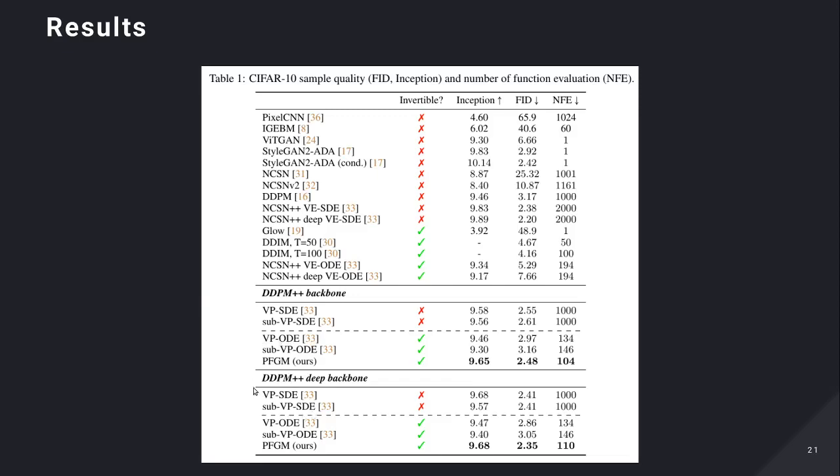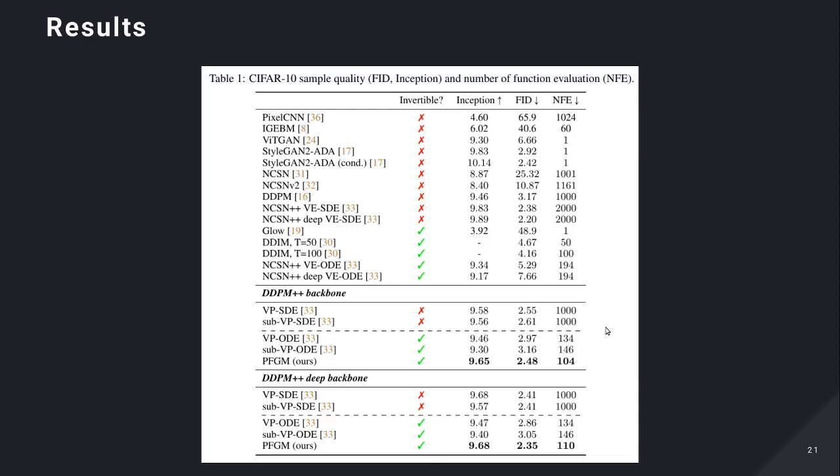For all their models, they use the DDPM++ or DDPM++ deep backbone for the neural network, and they compare to a bunch of models, so StyleGAN and so on. What they observe is that they claim to have the best Inception and FID scores, at least for normalizing flows, and that it's also faster. And here, faster means they look at the number of function evaluations for the ODE solve.